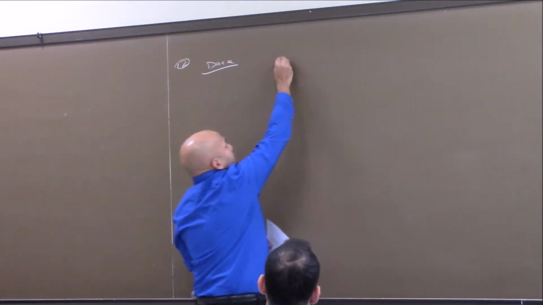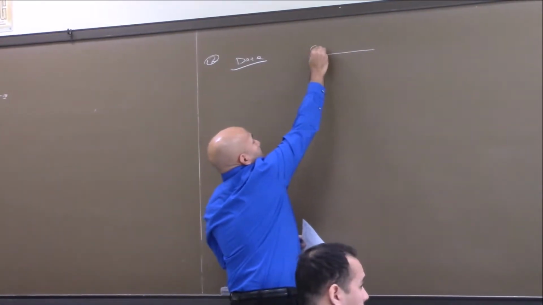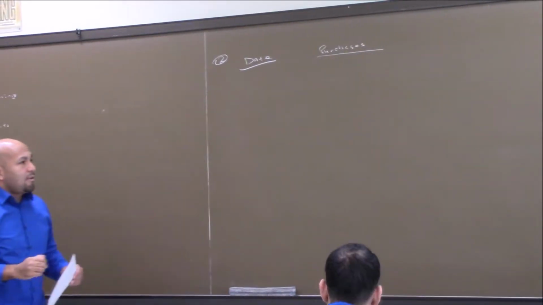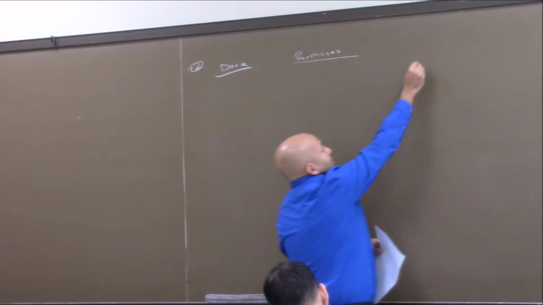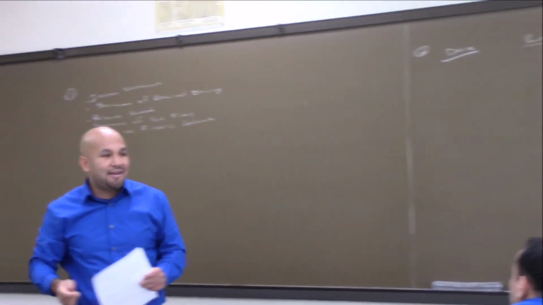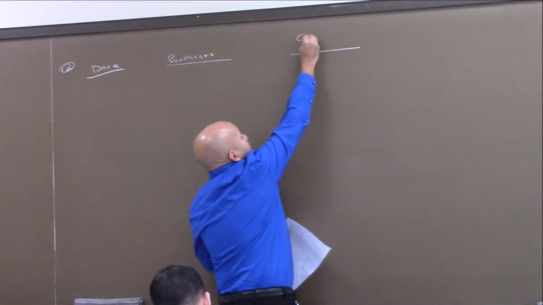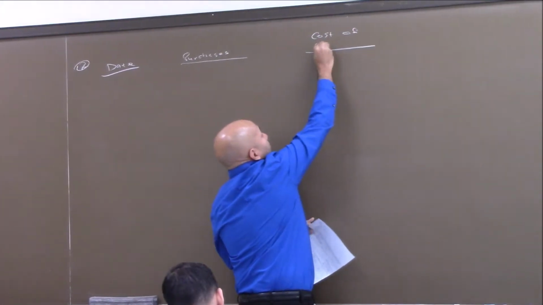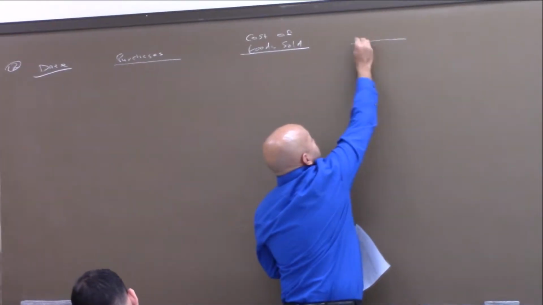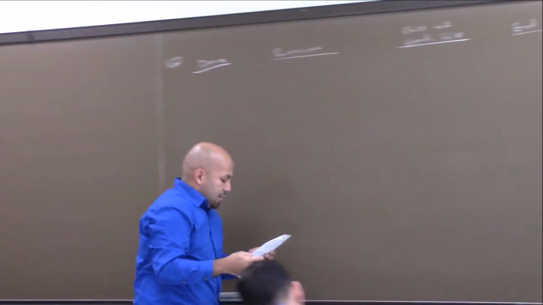So this is how you should set up your table. The first column will list your date. Second column, you will have your purchases. Third column, cost of goods sold. And the last one equals inventory, the ending balance of inventory. And I'm going to abbreviate for that one.